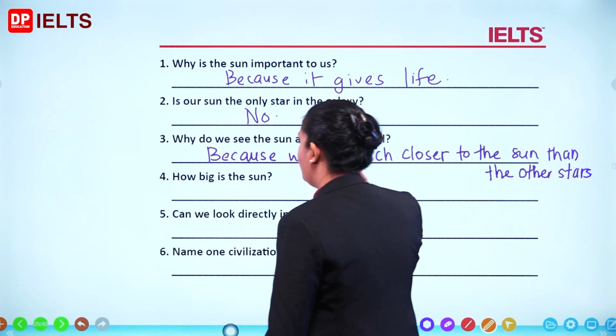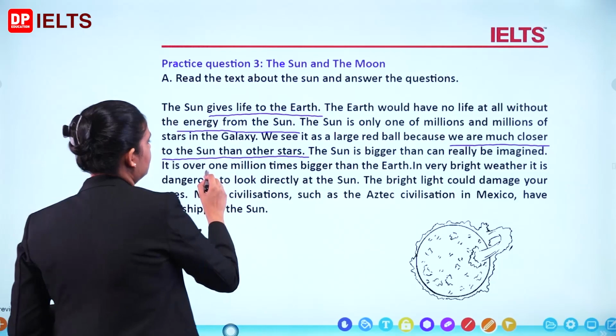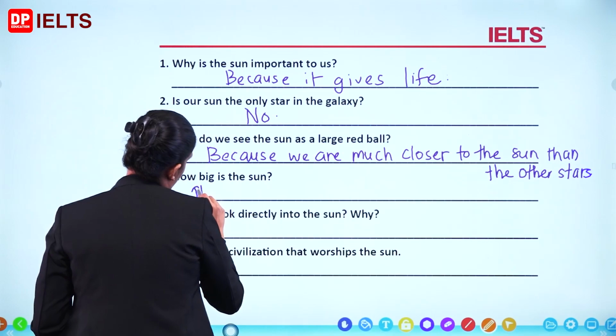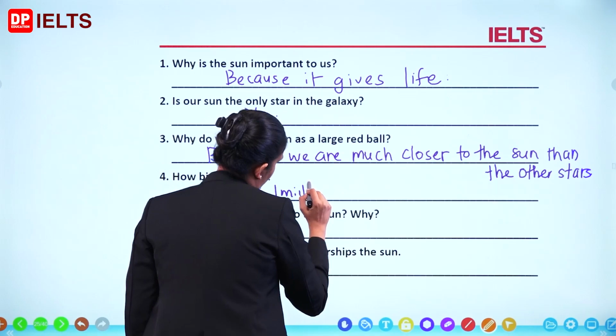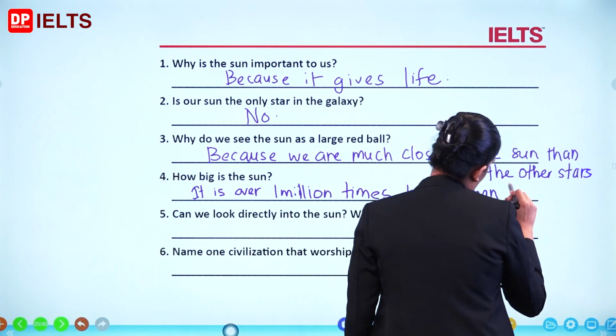How big is the sun? It is bigger than you think. It is over 1 million times bigger than Earth. Right? So it is over 1 million times bigger than the earth.